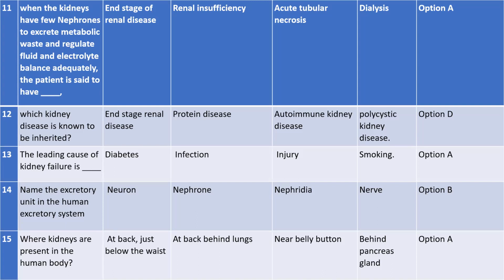तो अगर ऐसा होने से दैट पेशेंट इज सेड टू हैव व्हाट टाइप ऑफ डिजीज? So I gave end stage of renal disease because end stage of renal disease means both the kidneys have already failed. Isn't it? Your kidney is so damaged that you have only a few amount of nephron present in your kidney in order to excrete the metabolic waste and regulate the fluid and electrolyte balance adequately. That is why if a person has this kind of insufficiency, then that kind of patient is said to have end stage renal disease. Are you clear with number 11 point?